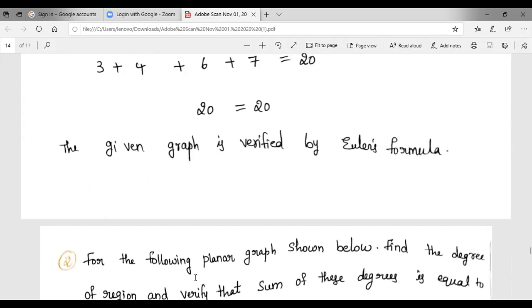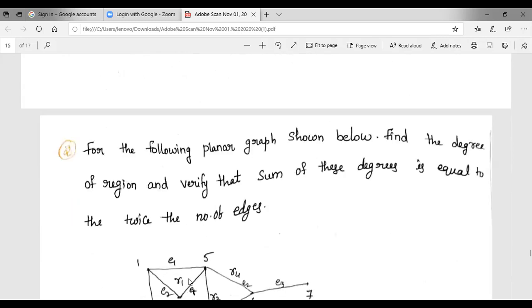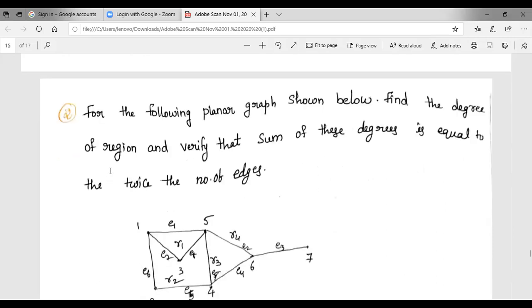Okay. So the second problem: for the following planar graph shown below, find the degree of each region and verify that the sum of these degrees is equal to twice the number of edges. So first we have to find the degree of each region and verify that the sum of these degrees is equal to twice the number of edges. So this is directly given in the statement, but it is Euler's formula.